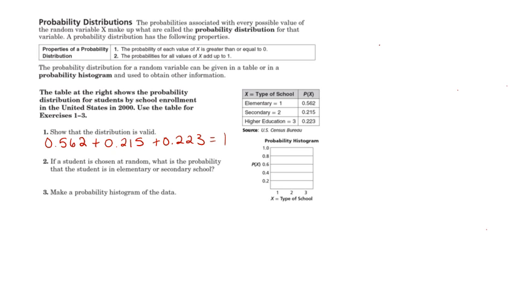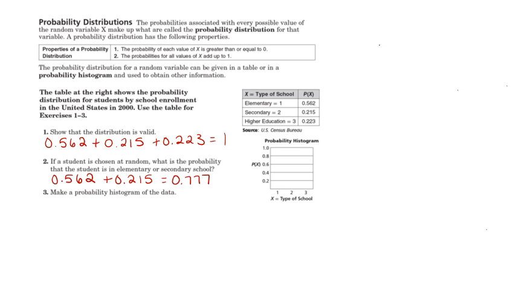If a student is chosen at random, what is the probability that the student is in elementary or secondary? Those are mutually exclusive like we talked about before, so we would add those two things together. The probability that the student would be in elementary plus the probability that the student would be in secondary, if I add those two things together, is 0.777, or almost 78% of students are either in elementary or secondary ed.